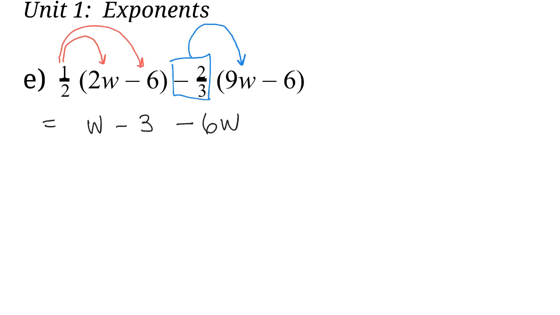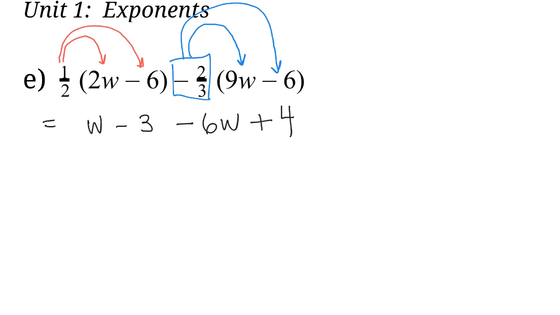And then you're going to do negative 2 over 3 multiplied by negative 6. So negative 2 over 3 multiplied by negative 6, if you put that into your calculator, gives you a positive 4.